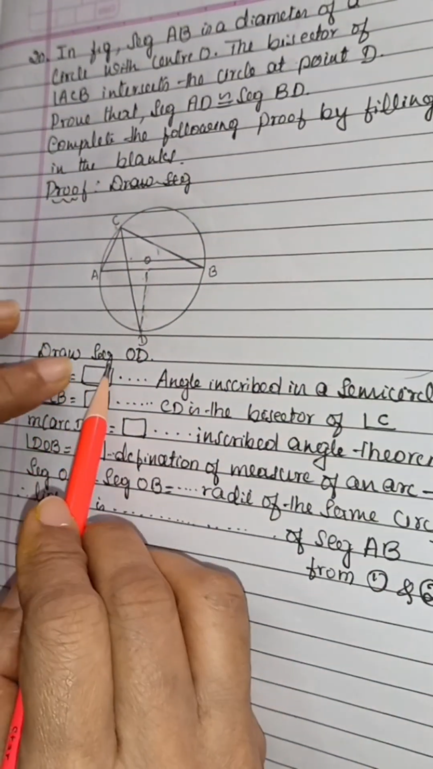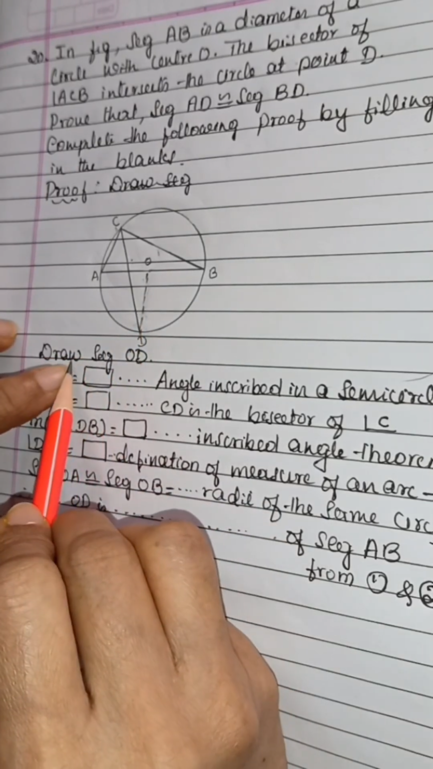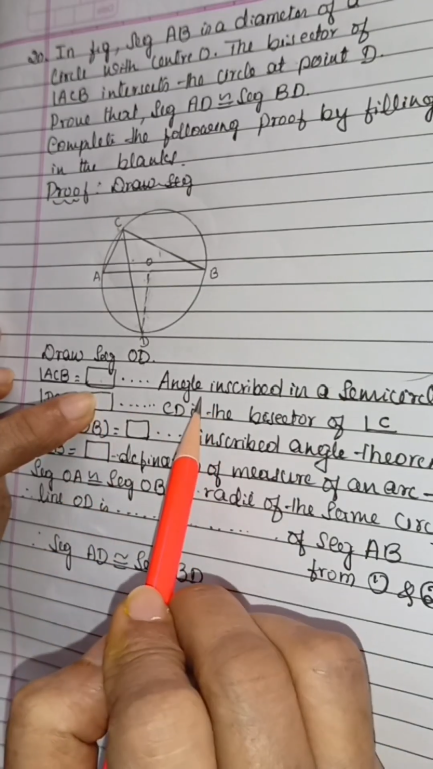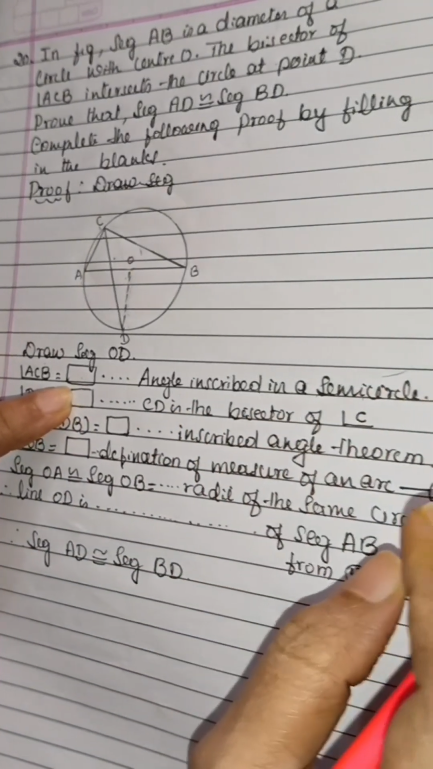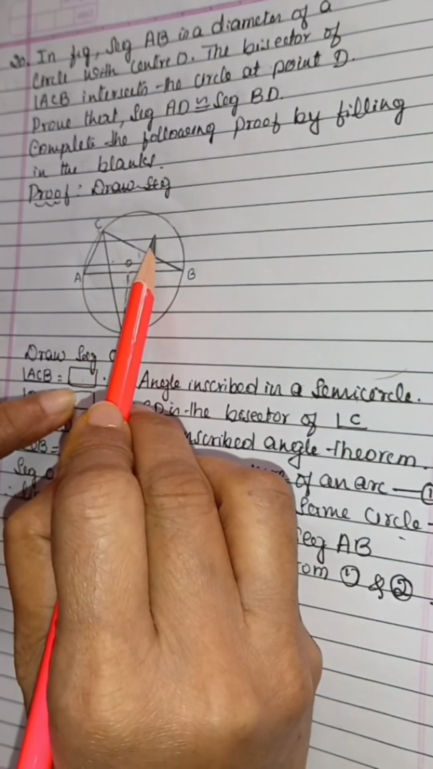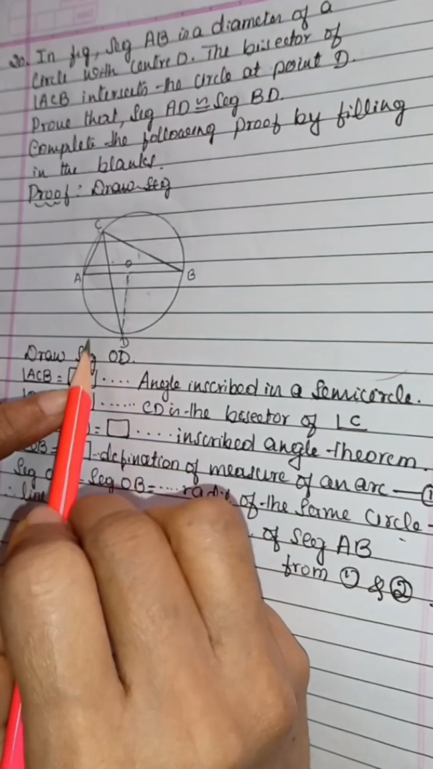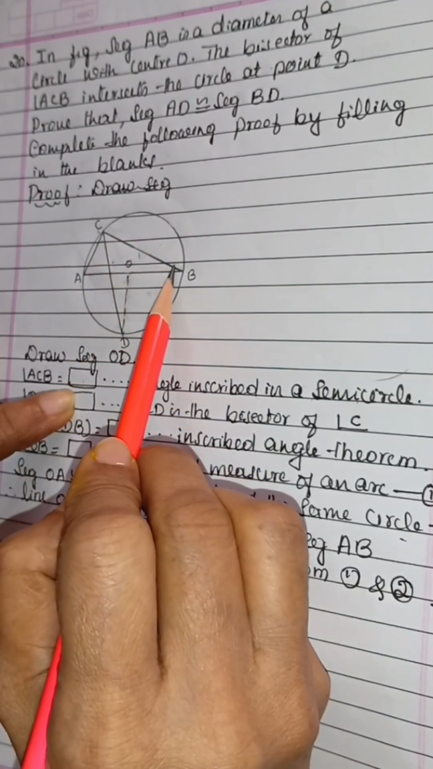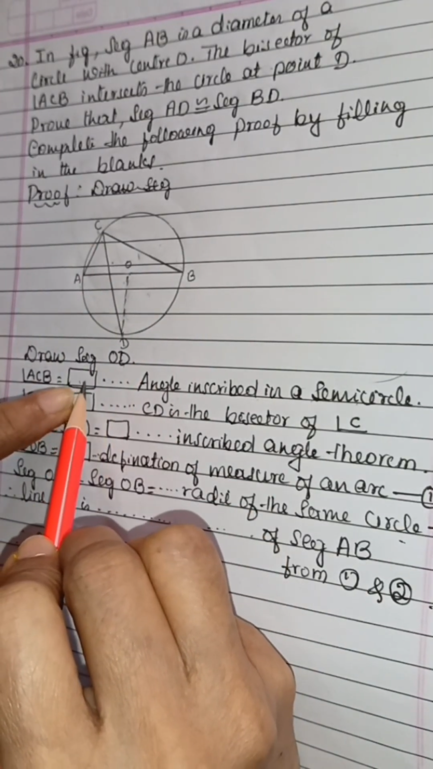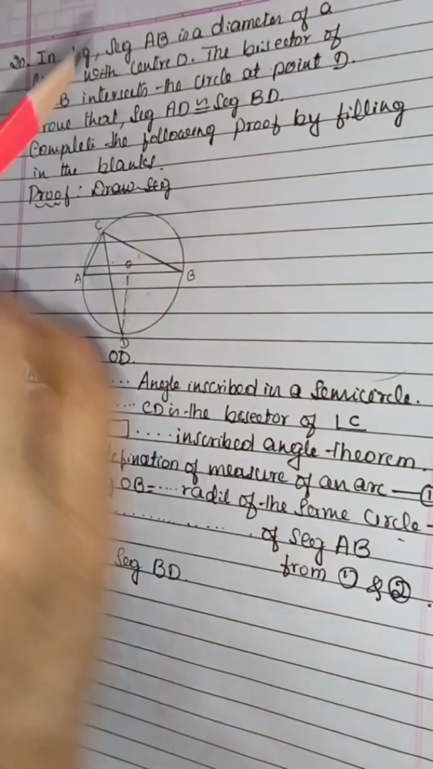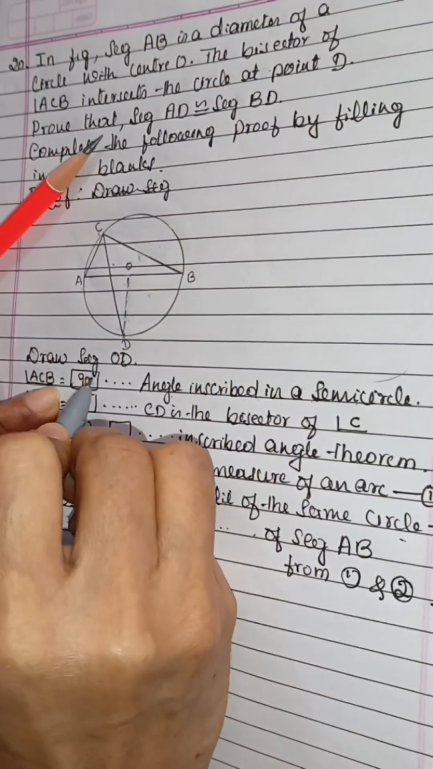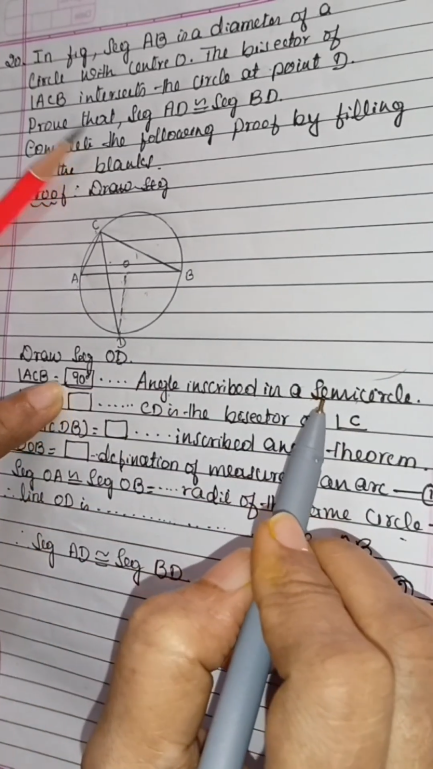Okay, so draw segment OD. It is already constructed. Now angle ACB is, we have to fill in the blank. Here it is given: angle inscribed in a semicircle. Do you remember? When AB is the diameter, the diameter divides the circle into two equal parts, no? So the angle inscribed in a semicircle is a right angle. For that, angle ACB is 90 degrees. Here you have to fill 90 degrees, because of the angle inscribed in a semicircle. That is a theorem, no?